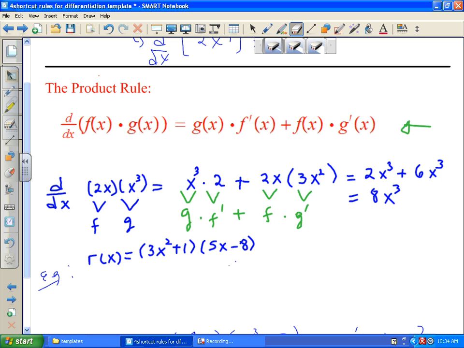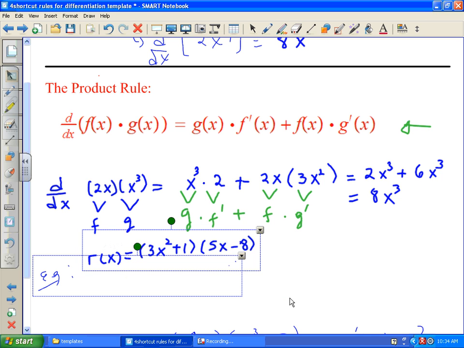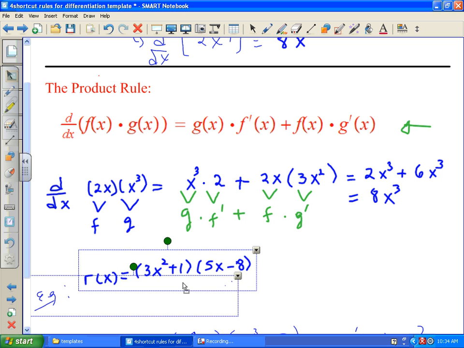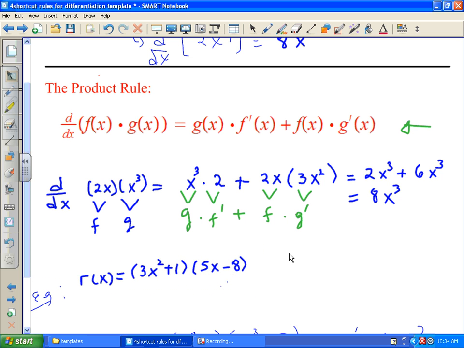No. We have not studied the chain rule yet. What I said earlier was when we get to that point, you will really appreciate having the product rule. But right now, all we know is the product rule. That's what we're going to apply. So here's our example that we're working on right now.